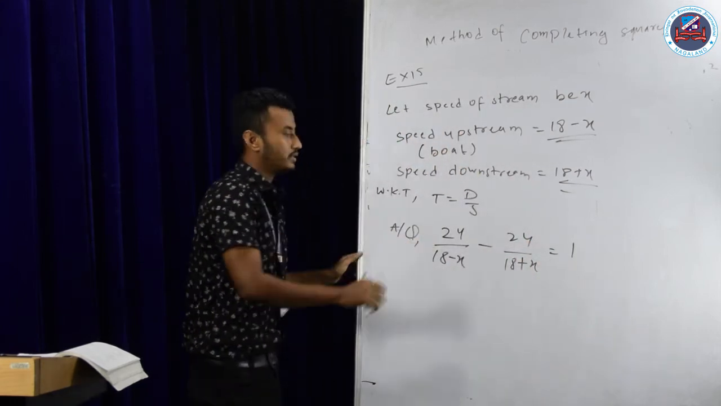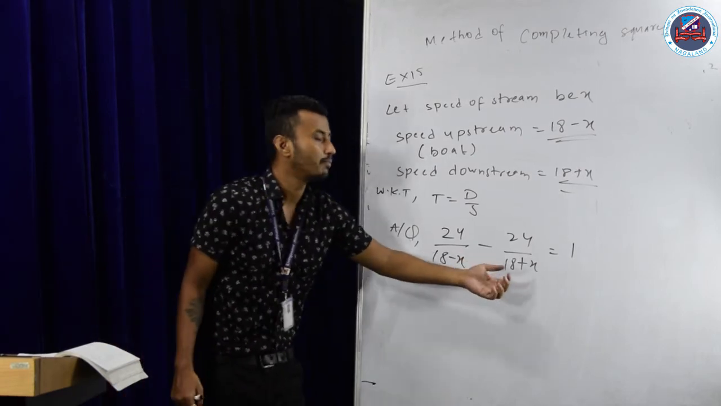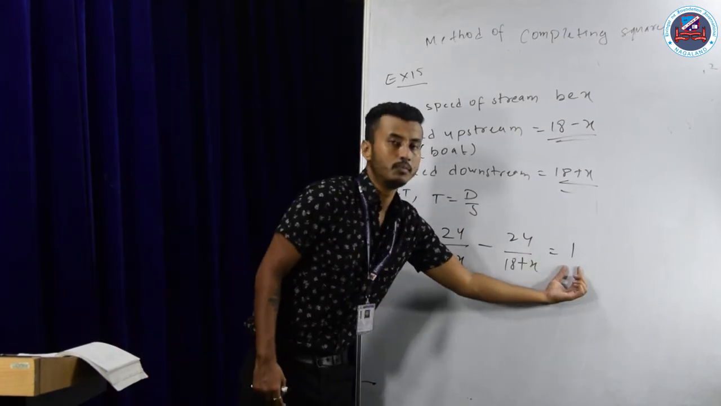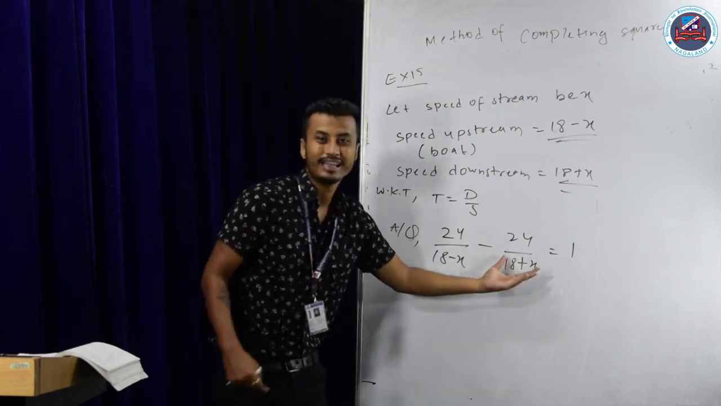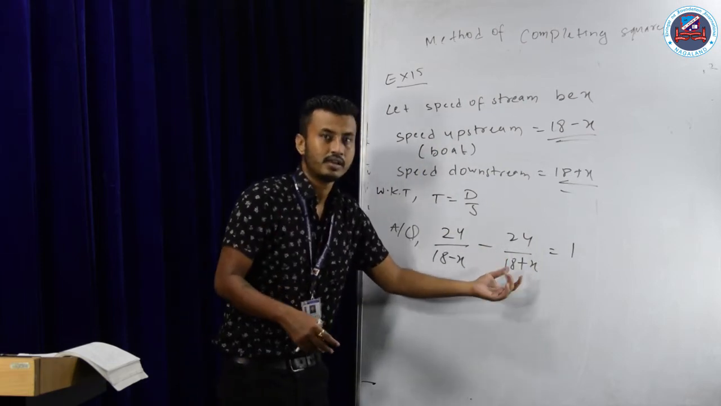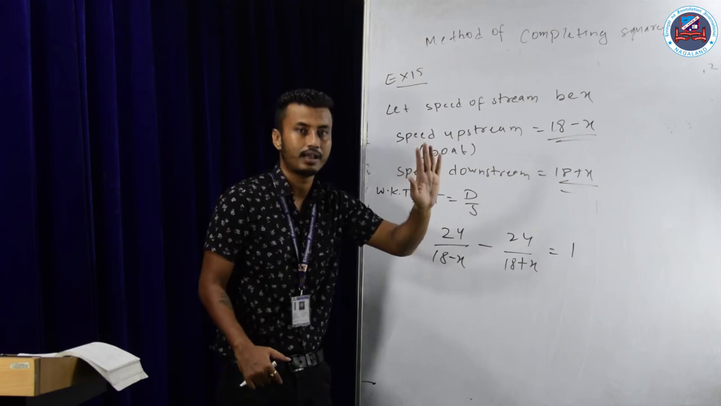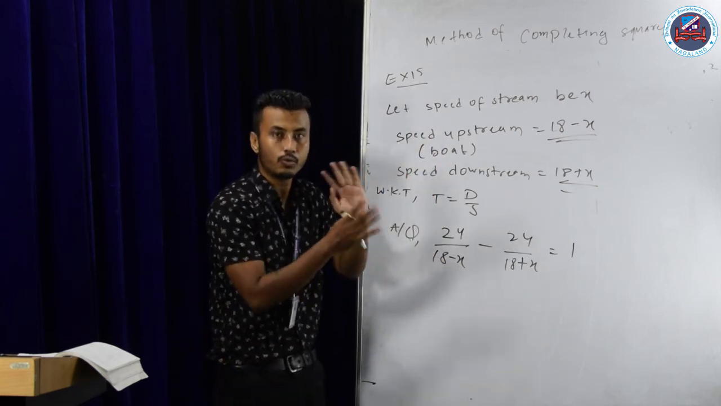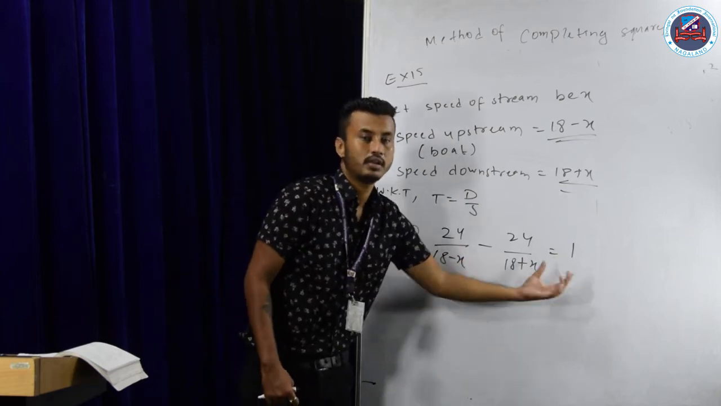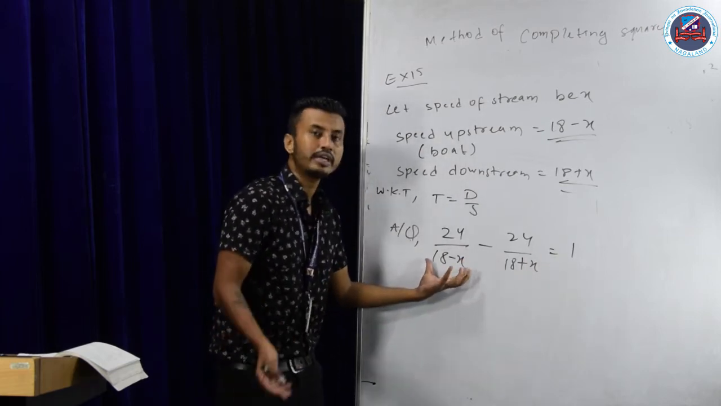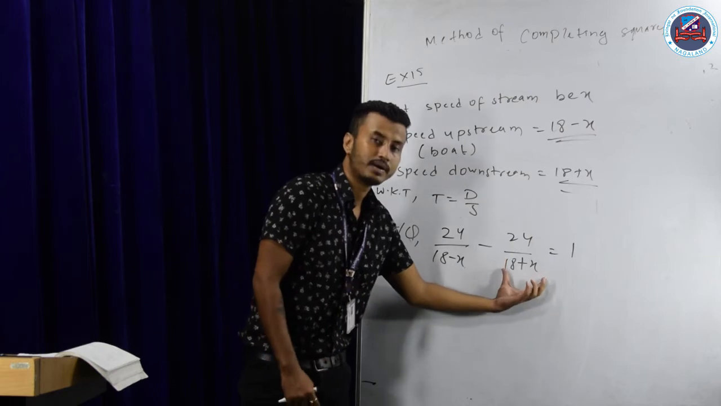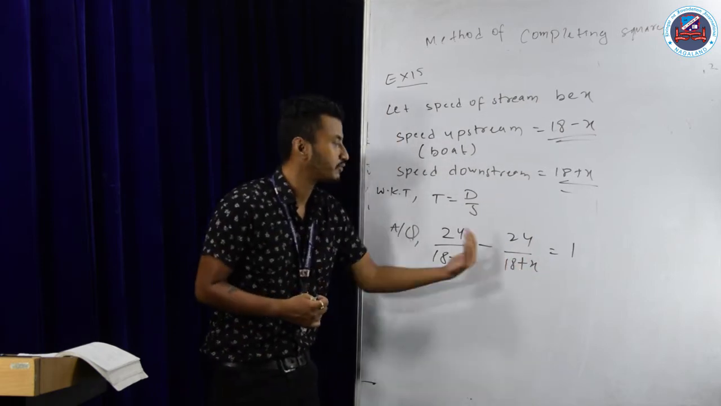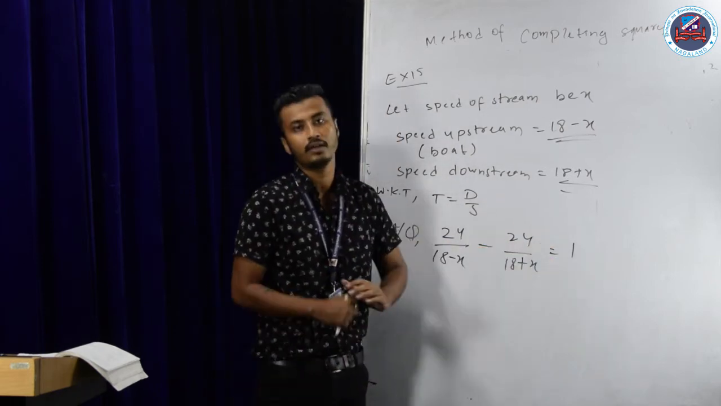Now why is this? Because in the question it's given that the motorboat takes 1 hour more to go upstream than to go downstream. Suppose going upstream takes 10 hours and coming downstream takes 9 hours, then only there will be a difference of 1, right? That's what I'm doing here. The time taken by the boat going upstream and the time taken by the boat coming downstream, when you subtract both of them, you get 1 as the answer.